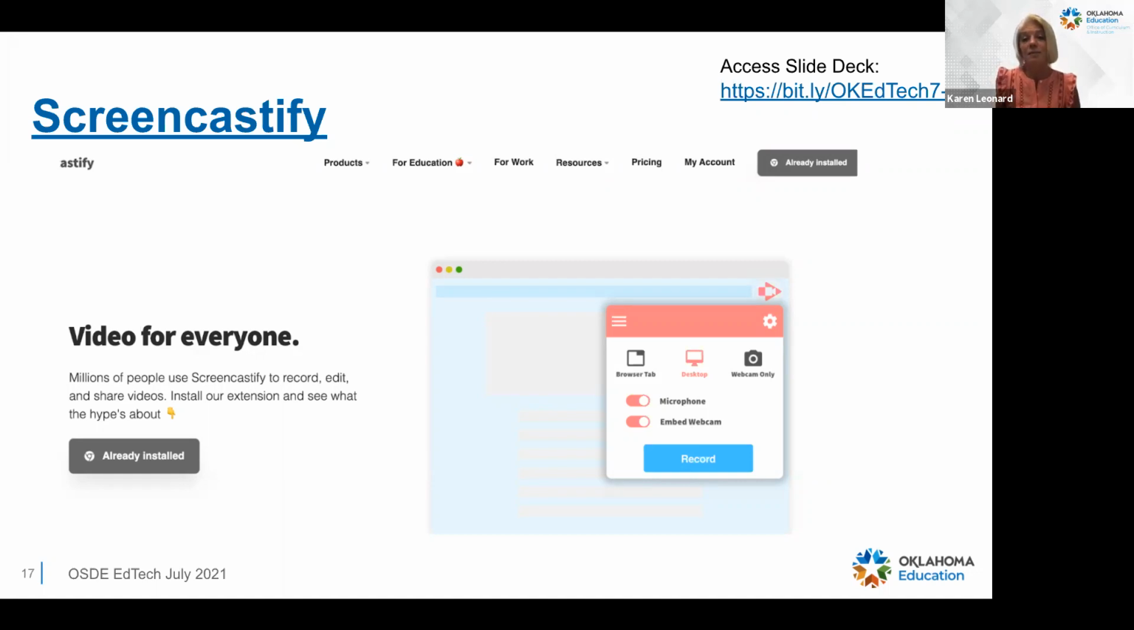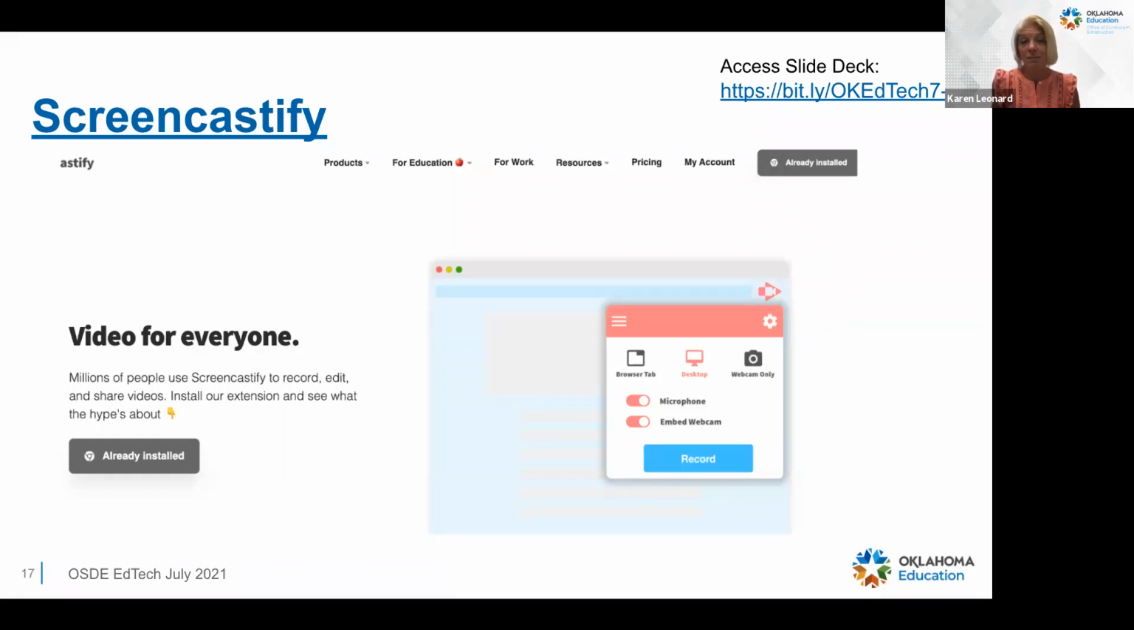So Screencastify is what I normally use when I'm making videos. It's free. It's a Chrome extension. Now, of course, you always have to determine if your school district will allow that Chrome extension to be used. And it's a 5-minute video limit. So sometimes you're like, I have to keep it short, but it makes you keep it short.